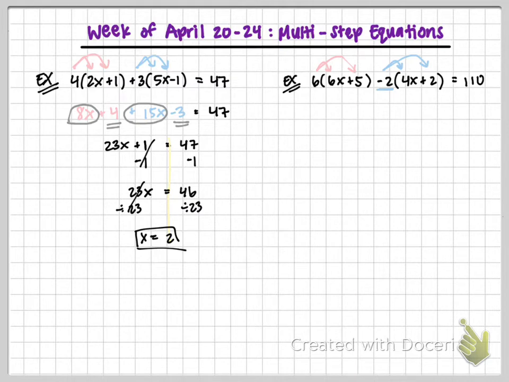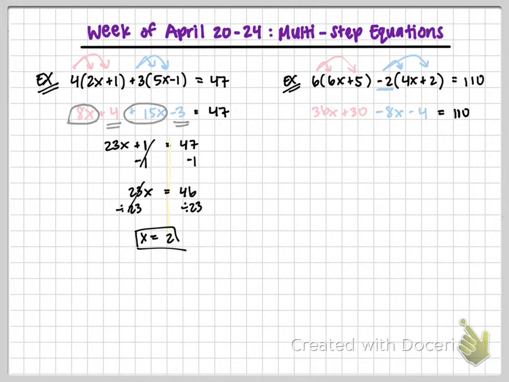All right, 6 times 6 gives me 36. Don't forget the x. 6 times 5 is 30. And then I can move on to the next one. So negative 2, not just 2, but negative 2 times 4 gives me negative 8. Don't forget the x. And then negative 2 times positive 2 gives me negative 4. Drop down the 110, and then check to see if there's anything you can combine.